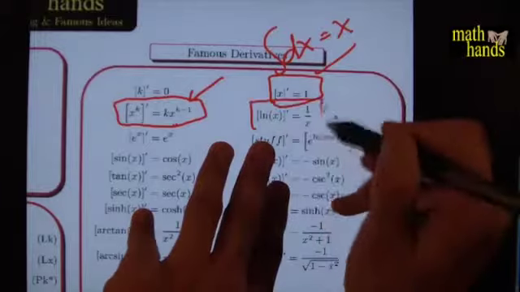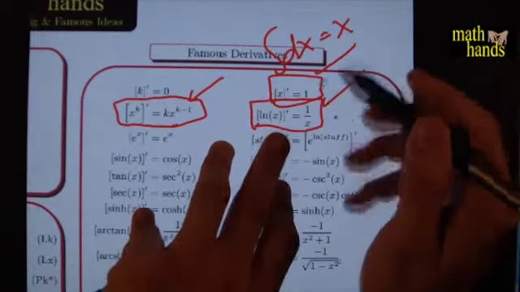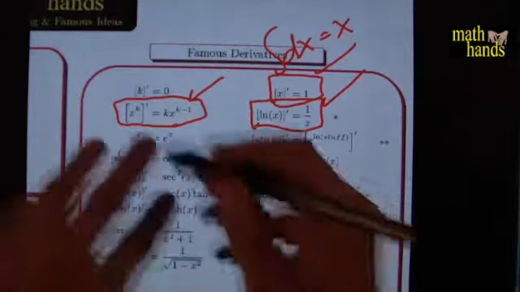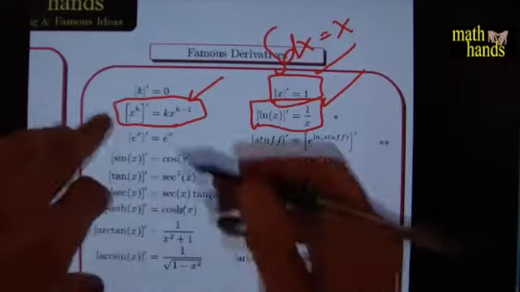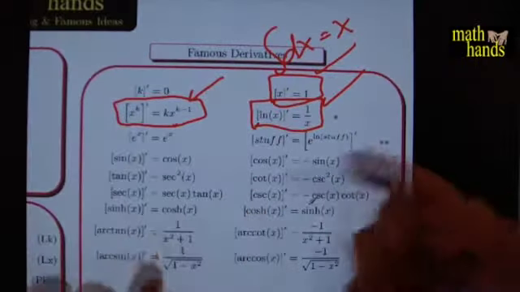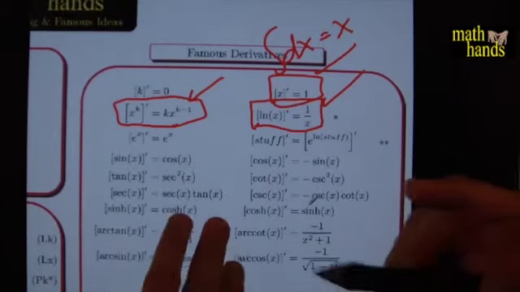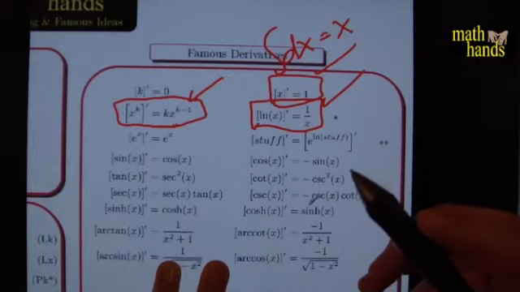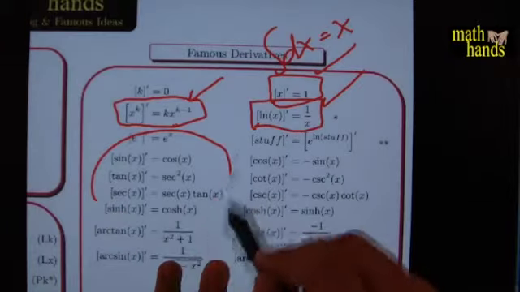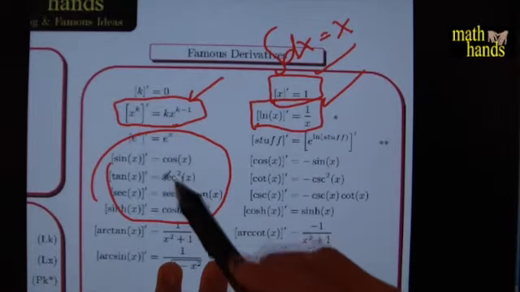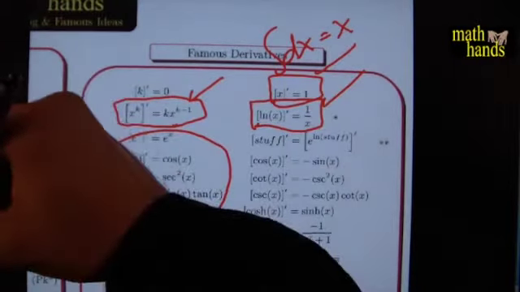We did this one, the only exception to the power rule. And we still have a lot more to do. Every one of these statements that has a derivative statement is also an antiderivative statement if you just look at it from right to left instead of from left to right. Let's take a look at some of these famous trig ones.